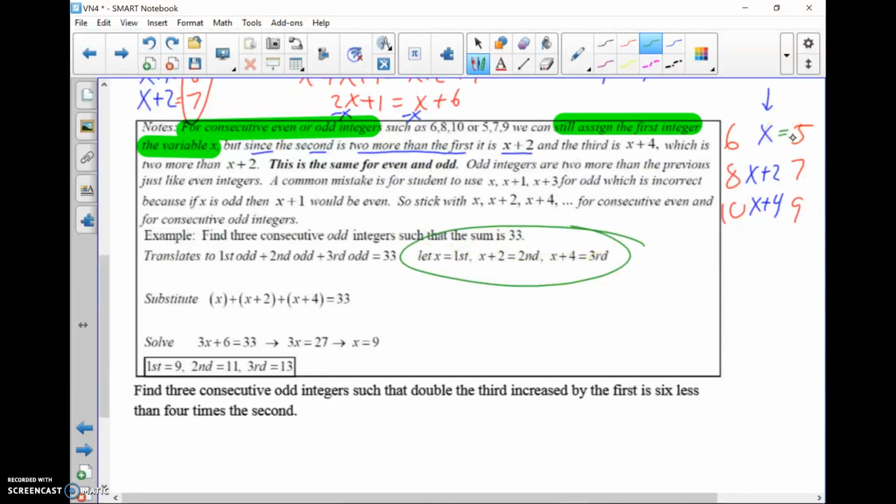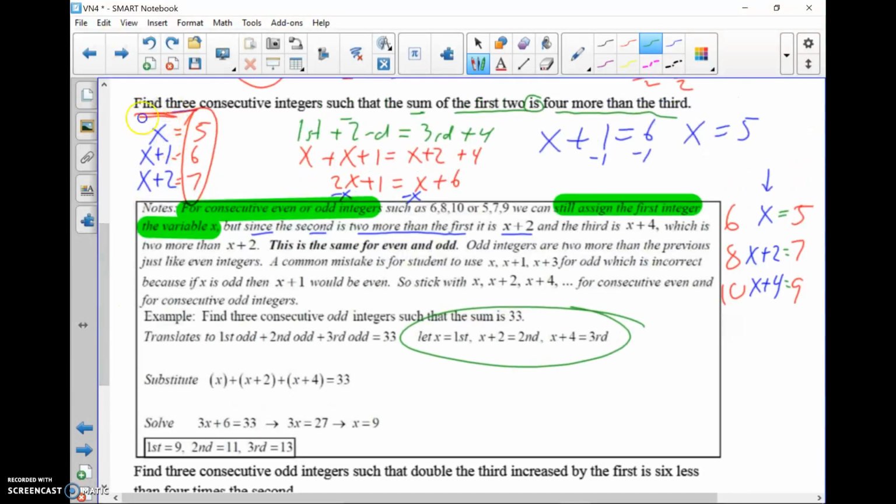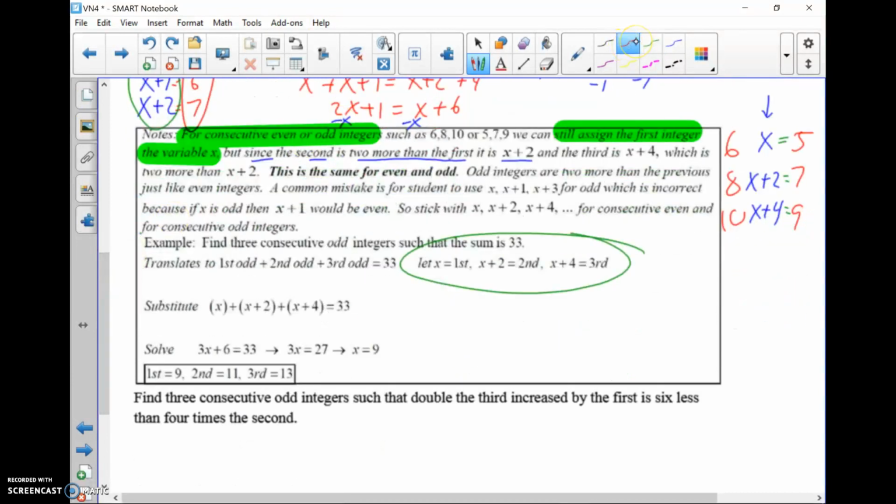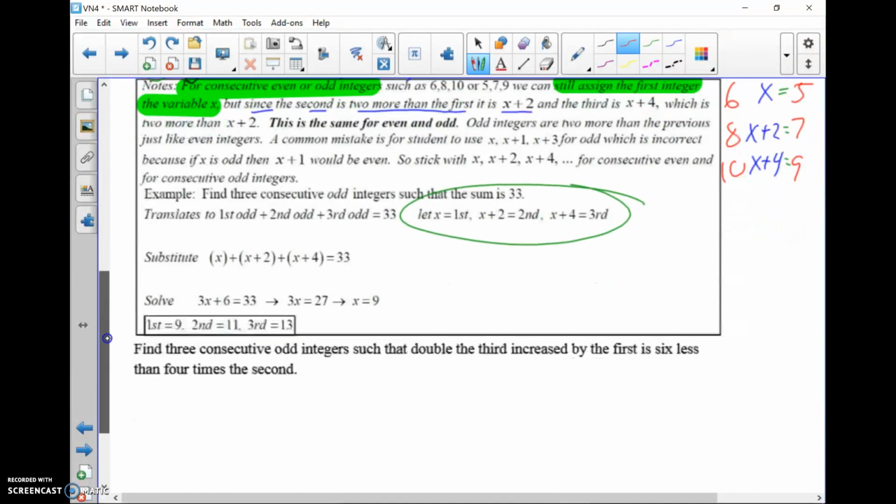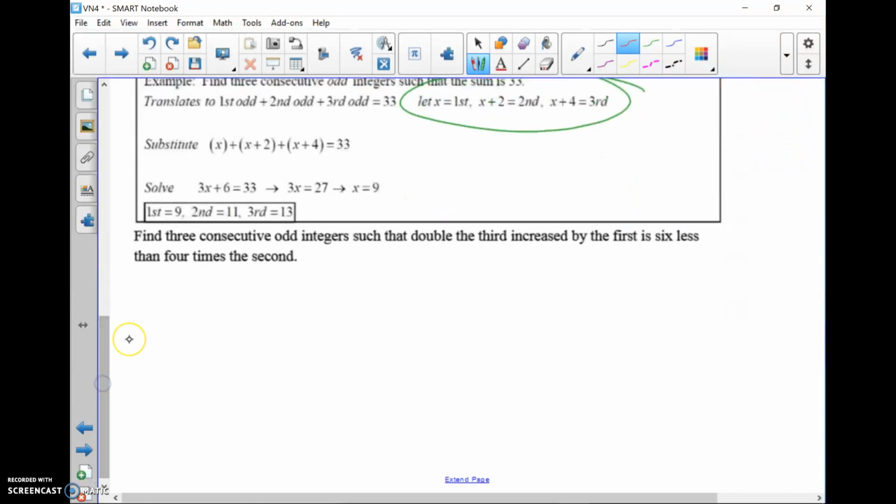Because if I make the first integer x for an odd number, the next odd number is still 2 away, because numbers go odd, even, odd, even, odd, even. So to get to the next odd number, it's still plus 2, and then another plus 2. So you're going to use x, x plus 1, x plus 2, just going up by ones for regular consecutive integers. But if it's consecutive even or odd, we go x, then x plus 2, then x plus 4, and if we had a fourth, it'd be x plus 6. Again, even or odd, that doesn't matter. That's important, because a lot of people are fine with even, but when it's odd, it confuses them.